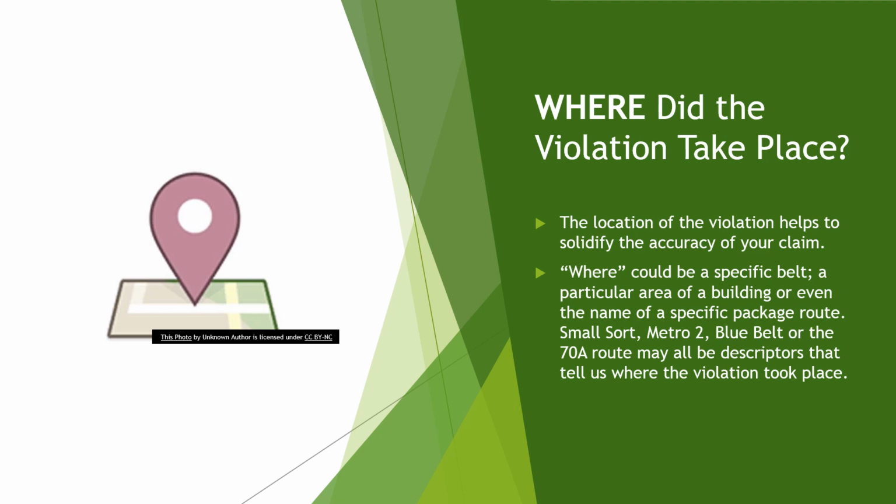Next, where did the violation take place? So the location of the violation helps to solidify the accuracy of your claim. So where could be a specific belt, it could be a particular area of the building, or even the name of a specific package route. So like small sort, Metro 2, Blue Belt, 70A route, those are all descriptors that tell us where the violation took place.